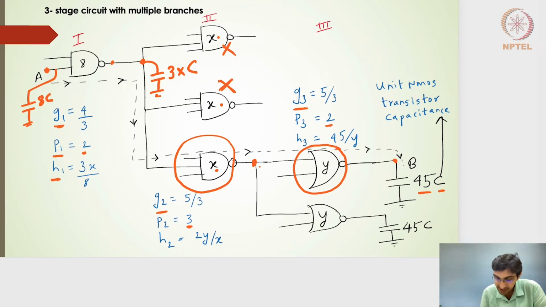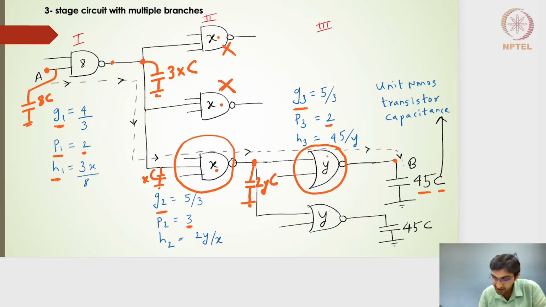For the second stage, there are 2 branches. So the overall input capacitance coming from the third stage at the output of the second stage will be nothing but 2y times C. So the overall electrical effort or fan out is 2yC divided by the input capacitance here, which is x times C. So it will be 2yC divided by xC, so we get 2y by x.